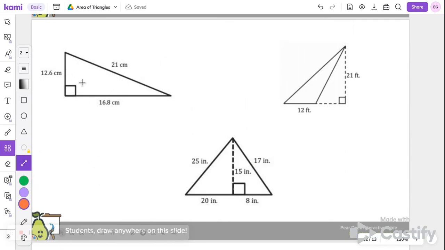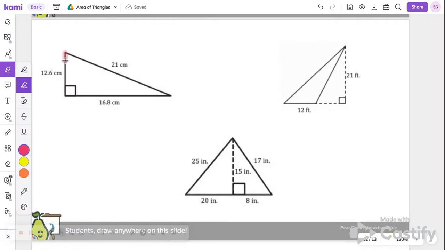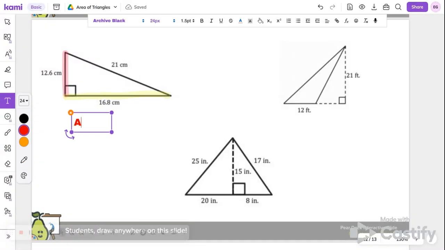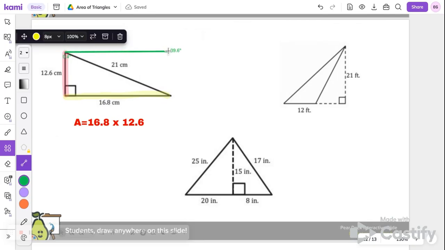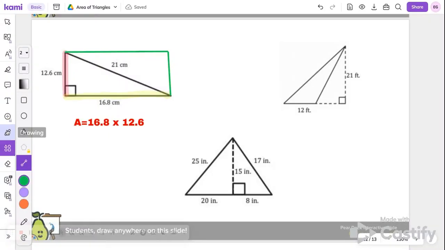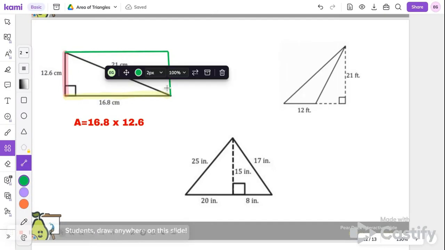So this very top triangle here, it is a right triangle, so that's good news. That means that I have a height line right here, and I have a base. So when I am finding the area of this triangle, I am going to do 16.8 times 12.6. Now that would give me the area of the rectangle if it existed. So I'm going to go ahead and draw that back in for a second. Because if I did 16.8 times 12.6, I would have everything on the inside filled in.